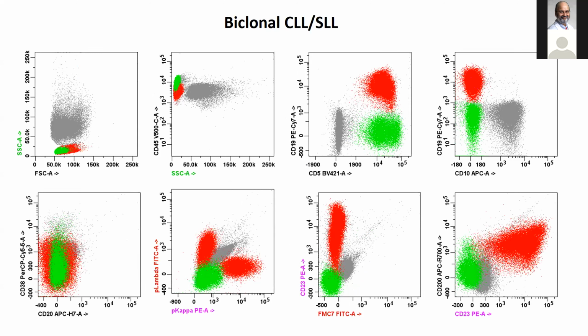Just to carry on with CLL-SLL, this isn't real common, but we see a handful of these every year: what is considered a biclonal CLL-SLL. This here is a good example. You can see that the cells in green are your reference T cells. The cells in red are the population of interest. They go from small to medium size and have low cytoplasmic complexity.